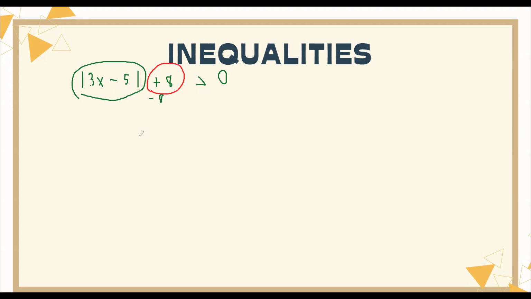You need to isolate the absolute value first. So, subtract 8 from both sides. We have the absolute value of 3x minus 5 is greater than negative 8. Of course, 0 minus 8. Following this, if we go back to k, this is greater than. So our formula for that is that if the absolute value is greater than k, then the equation is less than negative k, or the equation is greater than positive k.